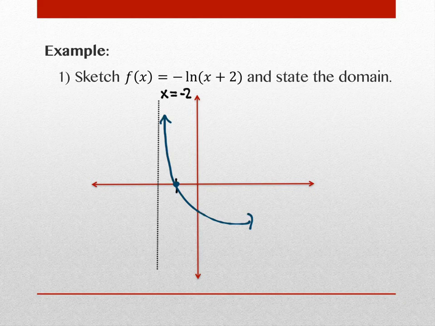Besides the graph, there's one more thing the directions ask us to do. What do they ask for? State the domain. What is the domain for this? Negative 2 to infinity. And if you'll remember, we use a parenthesis to indicate that it can't actually equal the negative 2. And then we always use parentheses when we have an infinity involved.